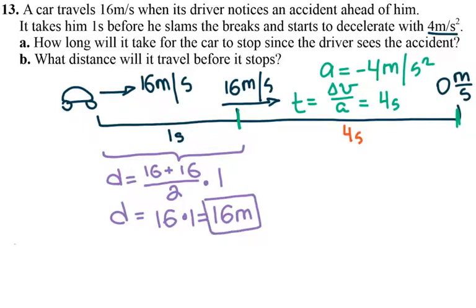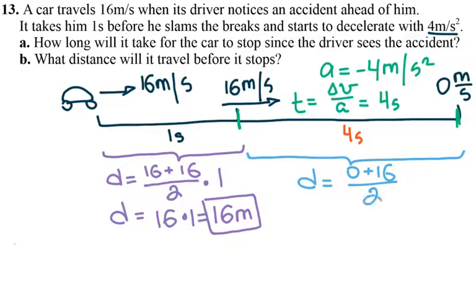And then for the second part, he is decelerating, so the velocity does change. So here you have average velocity, final plus initial, divided by 2, that's average, times the time, 4 seconds. So the distance here is 32 meters.